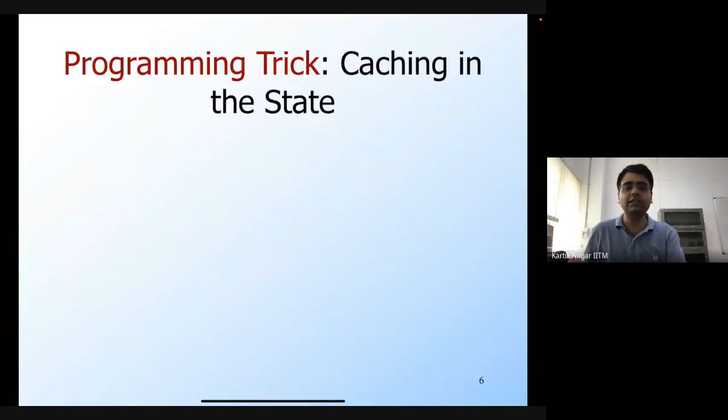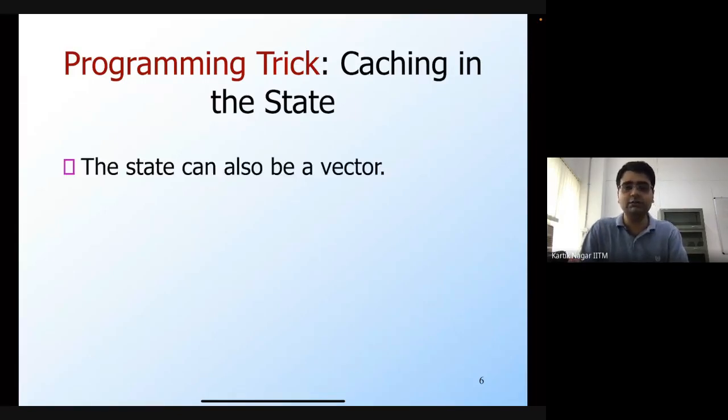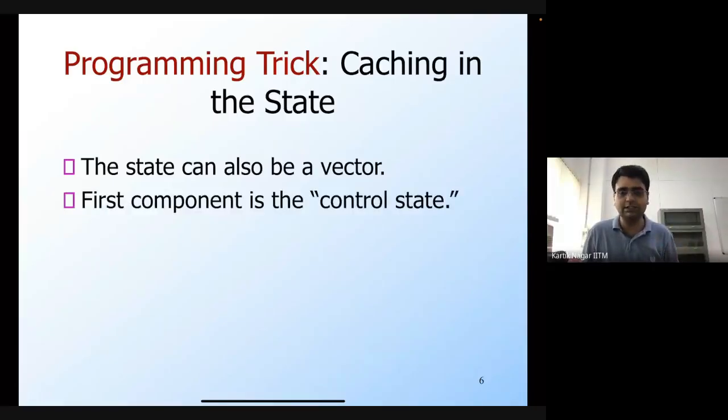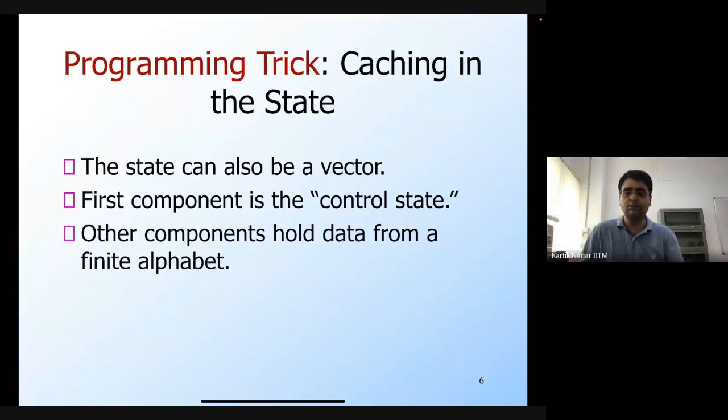So another trick that we can use is to have vectors in the state itself. So the state can also be a vector. This trick is called caching in the state. So now the state has multiple dimensions. One of the components of the state could be the actual state itself, and the other components could be anything that you want. So the first component is the control state, and the other components can, for example, hold data from a finite alphabet.